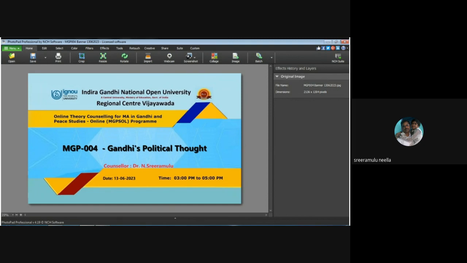In this fourth unit, we have four blocks: Gandhi and state and nation; second block, individual and state; third, political ideologies; and fourth block, peace by specific means. So, Gandhi's political thought, main introduction to Gandhian political thought.